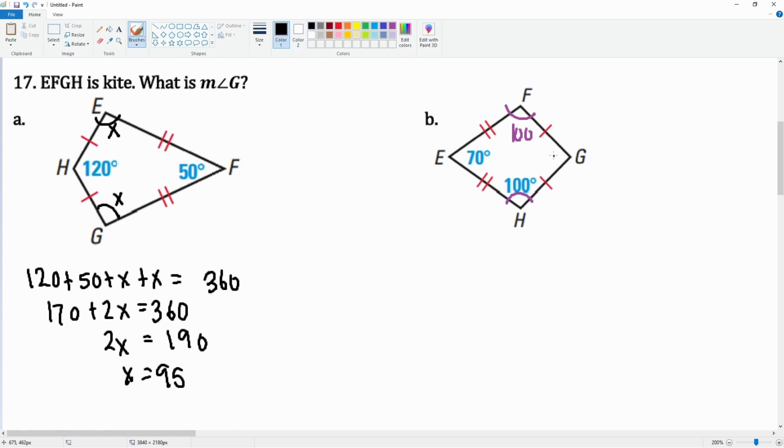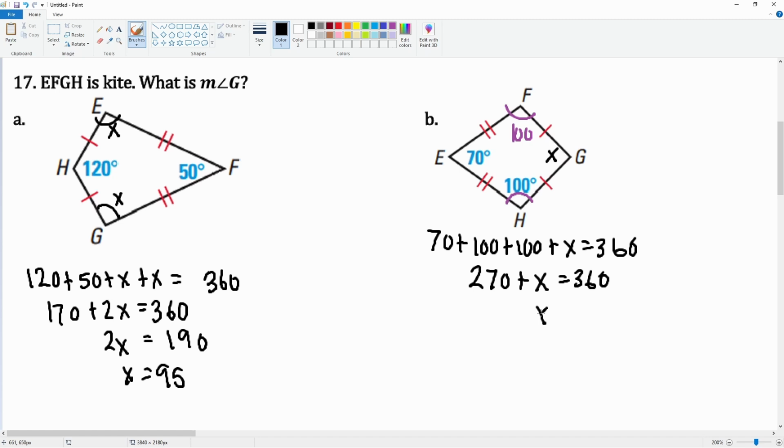Then we don't know what this is, so I could make this an x. So 70 plus 100 plus 100 plus x is equal to 360. So this is 270 plus x is equal to 360. So x is equal to 90. All right, there you go.